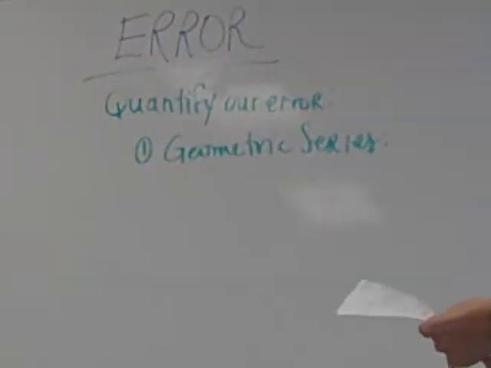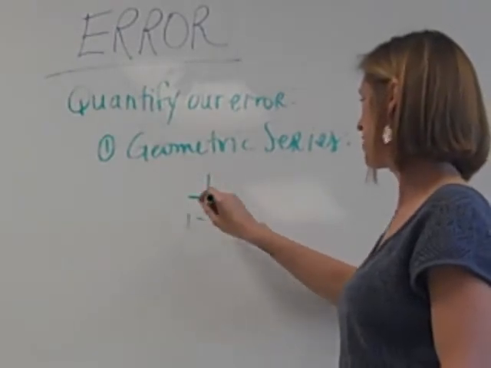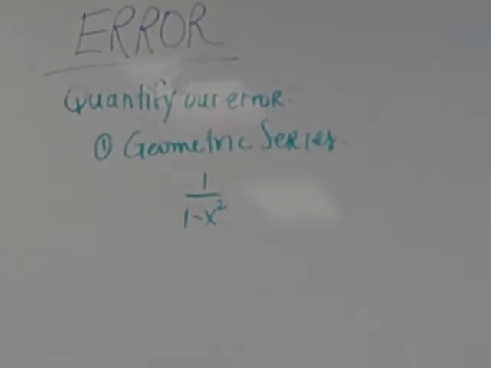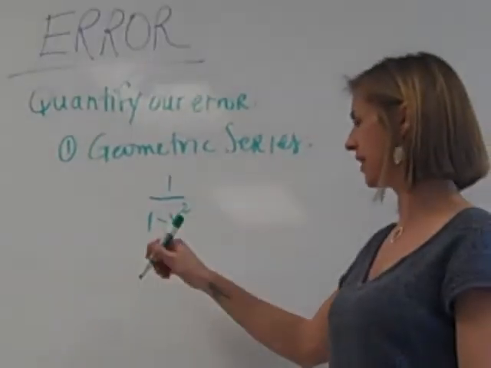So let's take a geometric series. I'm going to take 1 over 1 minus x squared. So it's just a little manipulation of your basic geometric series. You should kind of know what this looks like, just because you have the first one hopefully starting to be memorized. But geometric series are so easy to write that you don't really have to memorize it.